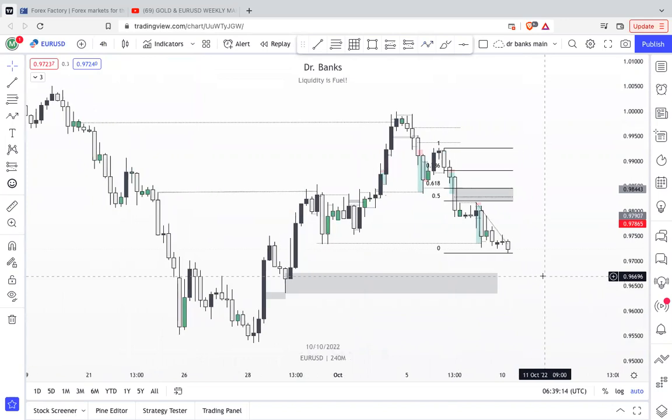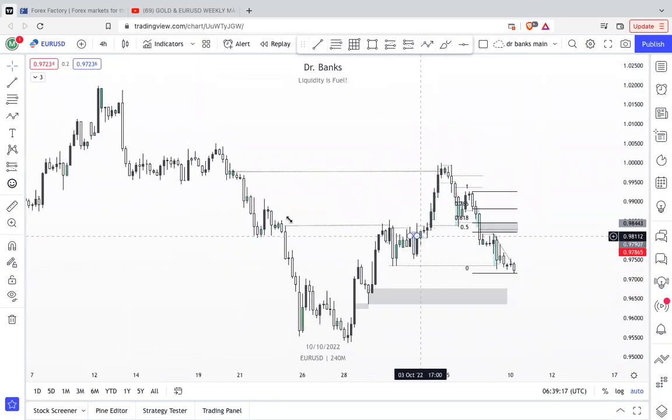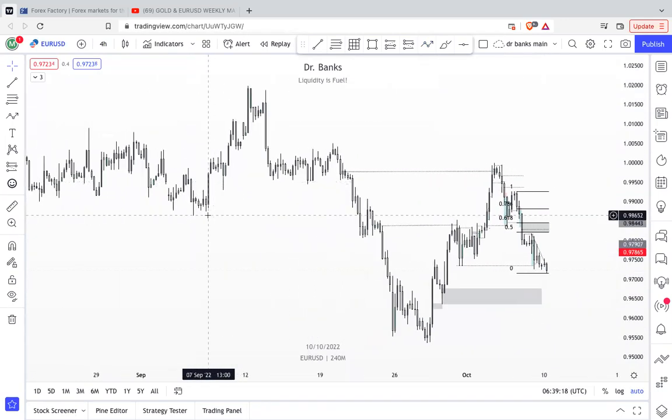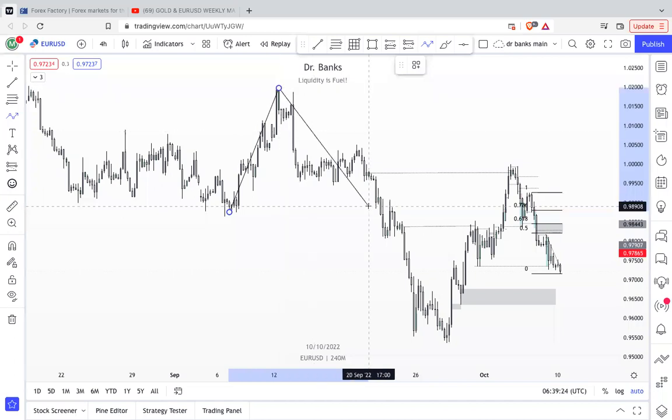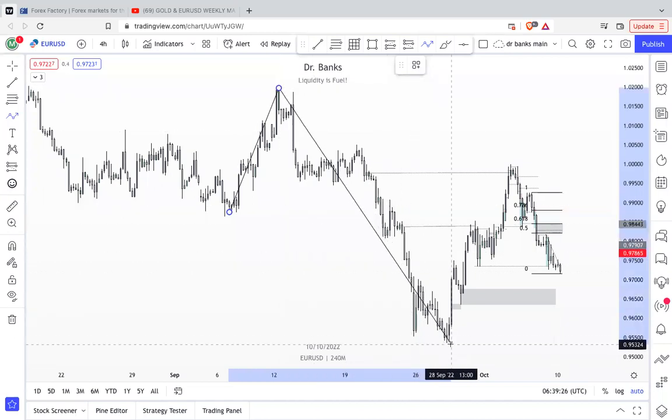So on the 4 hour time frame, we had this structural level, right? And then we had this to the downside.